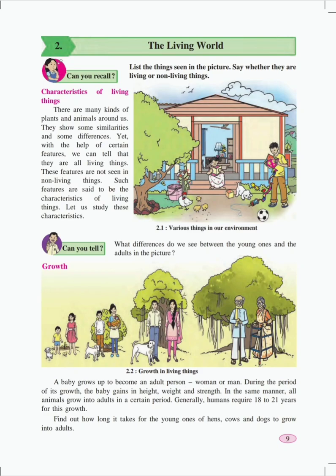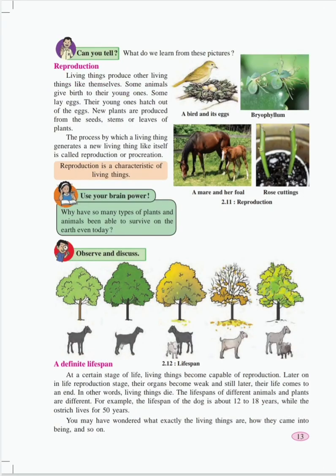A definite lifespan. All living organisms do not require the same number of years for their growth. A dog lives for about 12 to 18 years. What about humans? Humans require 60 to 80 years. And an ostrich lives for about 50 years. So every living organism requires a different number of years.